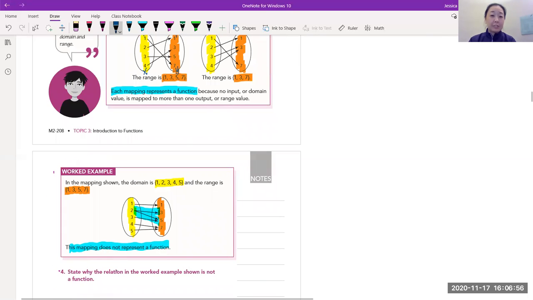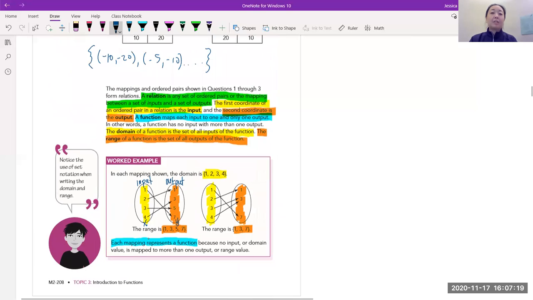Example of a non-function. So this is not a function. Notice this, even at one point, it goes to 2 different places. See how it goes out like this? That is not a function. So this 2, sometimes you get a 3, sometimes you get a 5. It just depends, right? So that doesn't work. We can't have 2 different answers, so this does not represent a function.